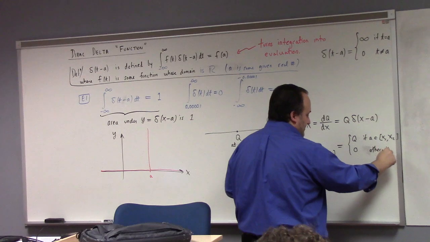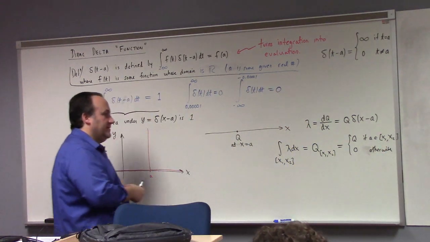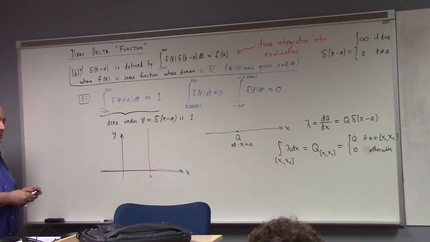So the Dirac Delta function allows us to describe the localization of charge, for one thing.